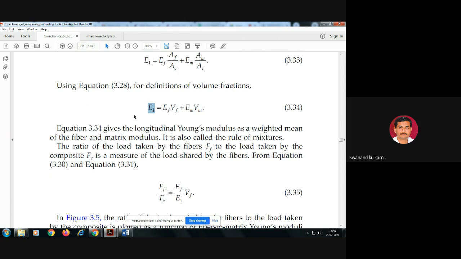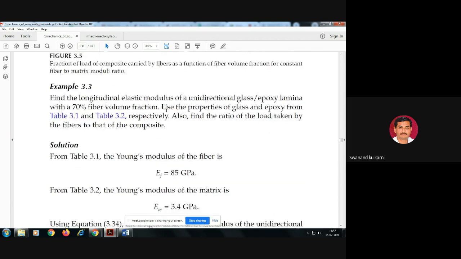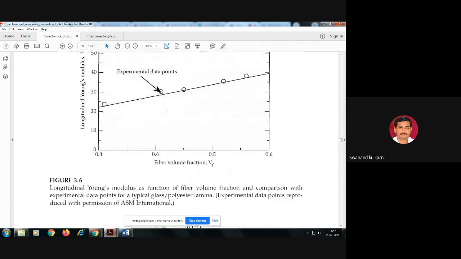With reference to the longitudinal direction, E1 is the notation used, and E1 = EF VF + EM VM, where EF is the Young's modulus of fiber, EM is the Young's modulus of matrix, VF is the volume fraction of fiber, and VM is the volume fraction of matrix. So this equation is true for Young's modulus whenever it is in the linear or longitudinal direction. Is it okay? With reference to that, we solved one example in yesterday's lecture.